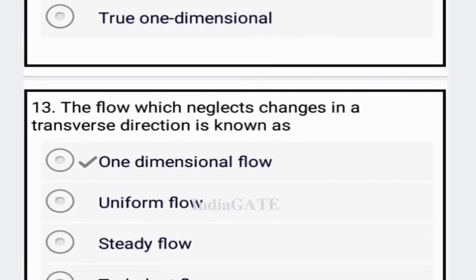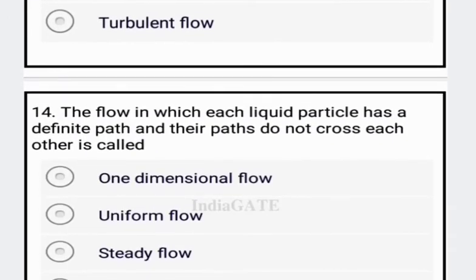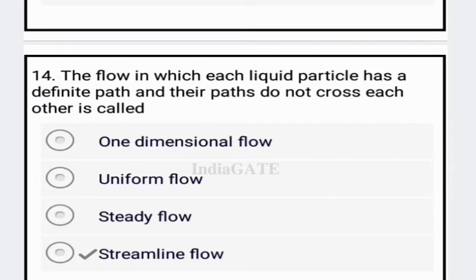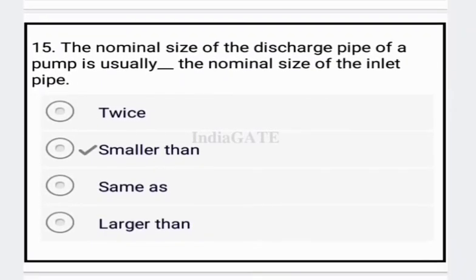Next question. The flow which neglects change in a transverse direction is known as. So the correct answer is option A, one-dimensional flow. Next question. The flow in which liquid particles have a definite path and their paths do not cross each other is called. So the correct answer for this question is option D, that is streamline flow. Next question. The nominal size of the discharge pipe of a pump is usually dash the nominal size of the inlet pipe. So the correct answer is option B, smaller than.